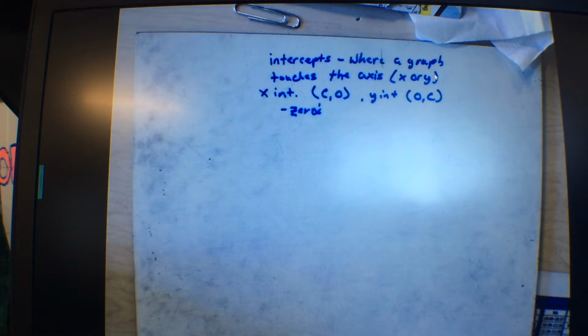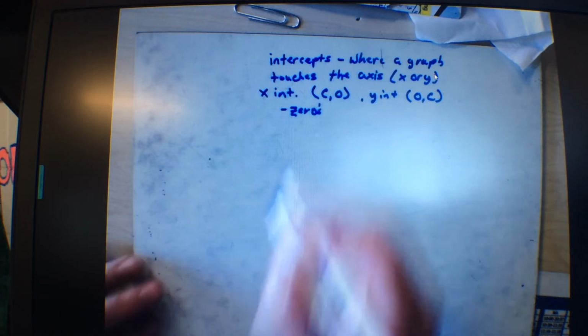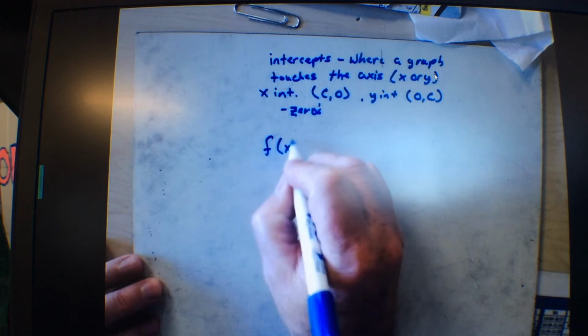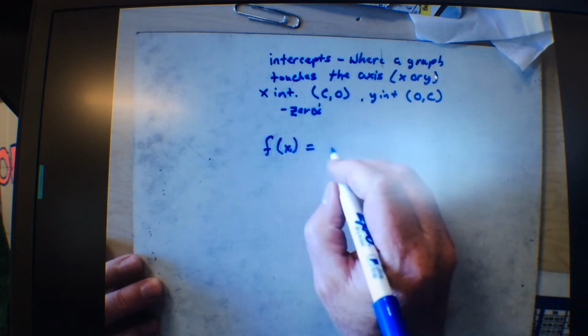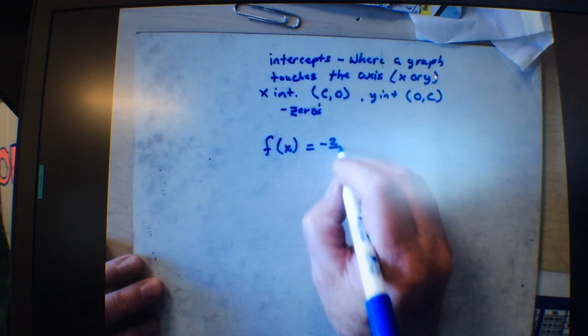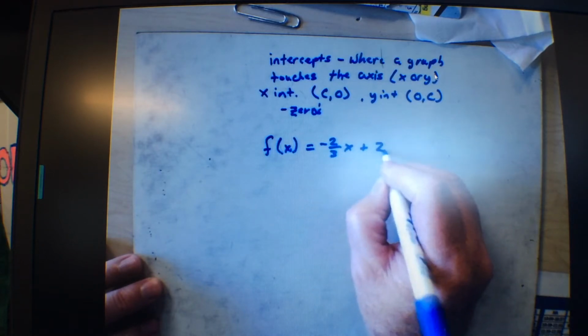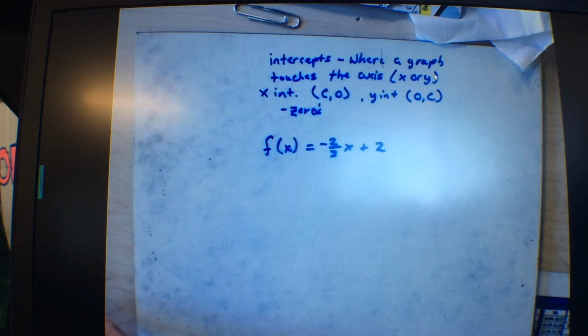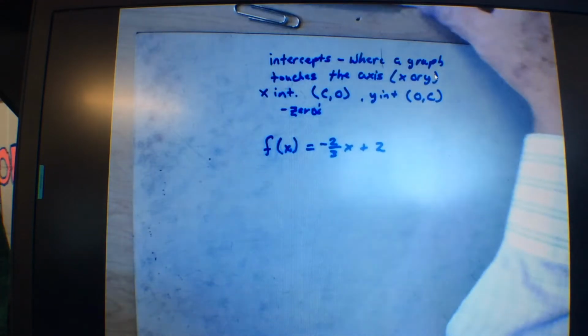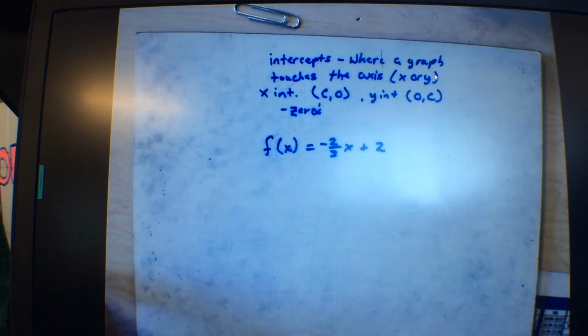The first set of directions says find the x and y intercepts of the graphs of each function. So let's say that I have f of x equals -2/3 x plus 2. Okay? This is a linear function. All of the ones that you're going to look at are going to be linear functions. Okay? And so we're going to graph this.